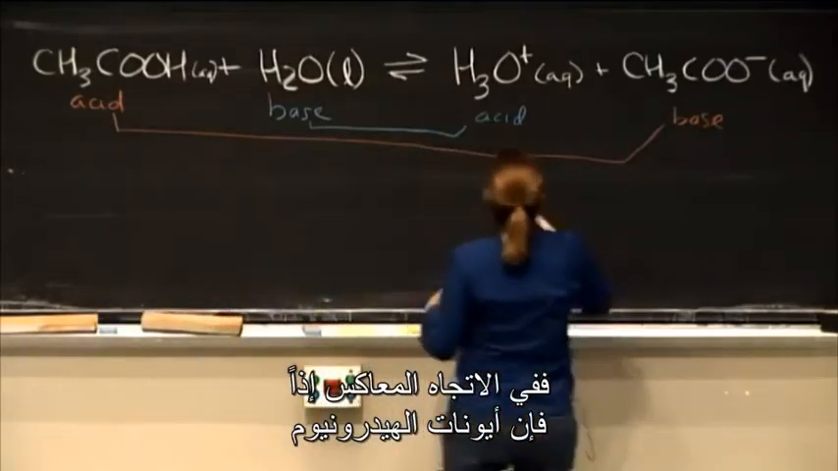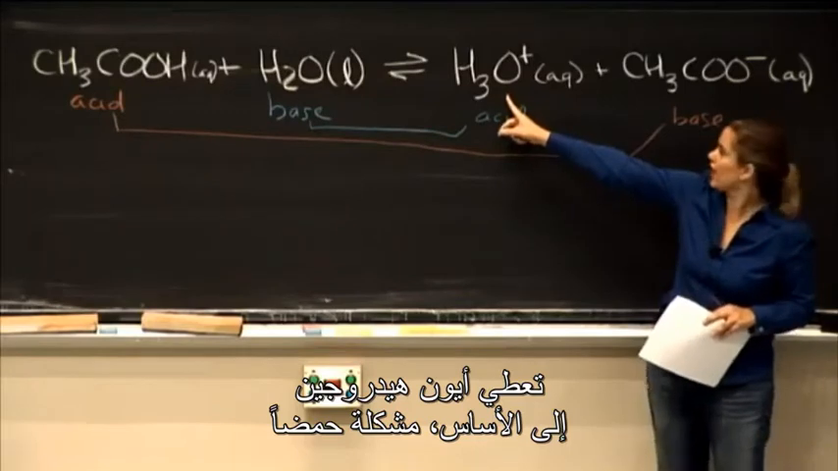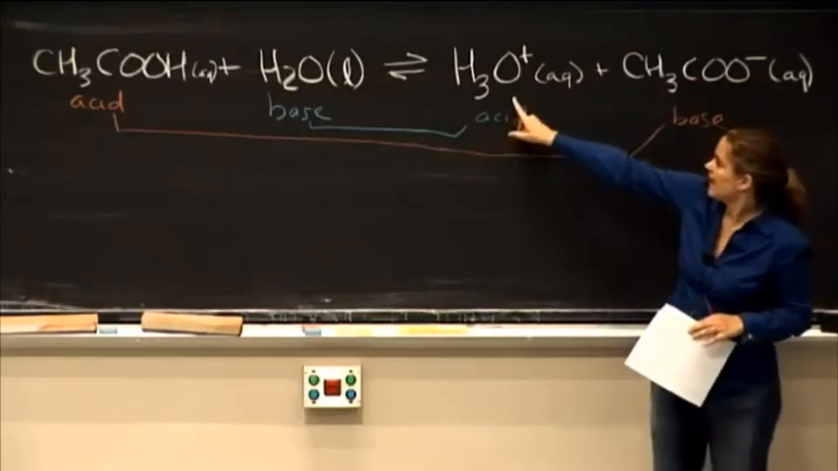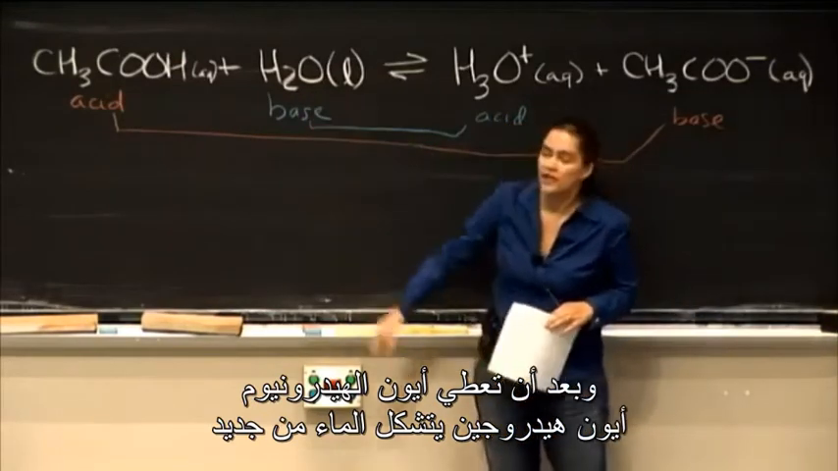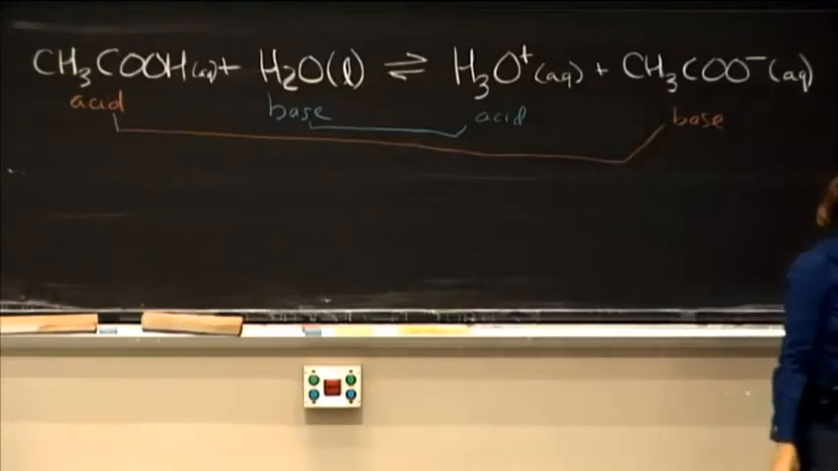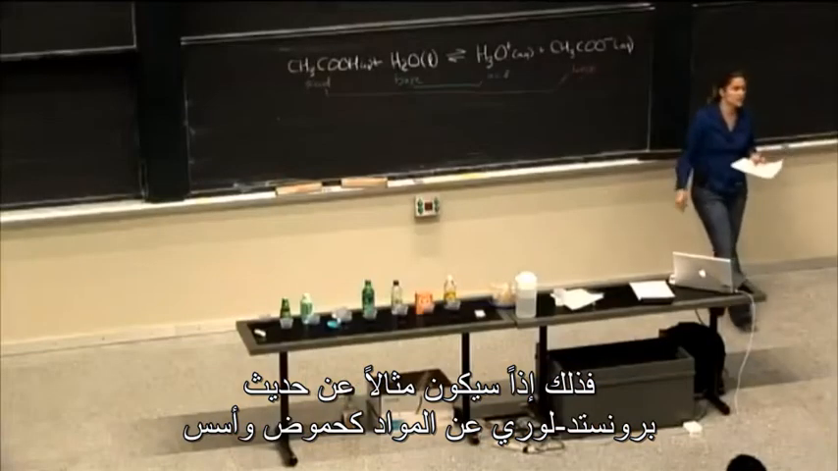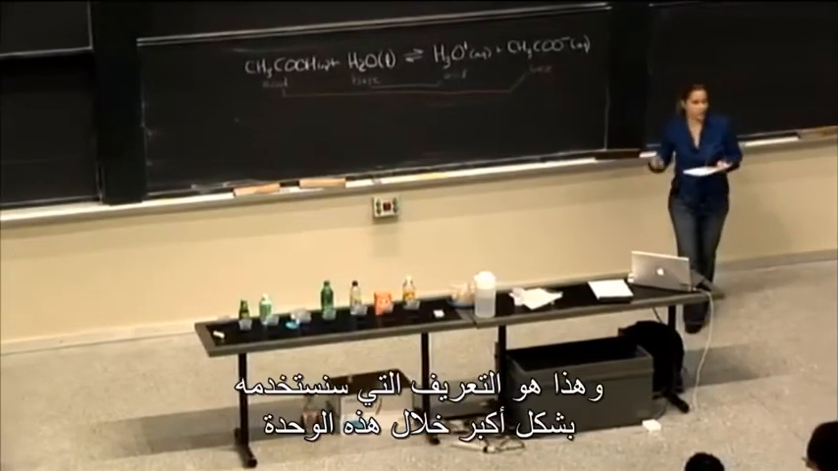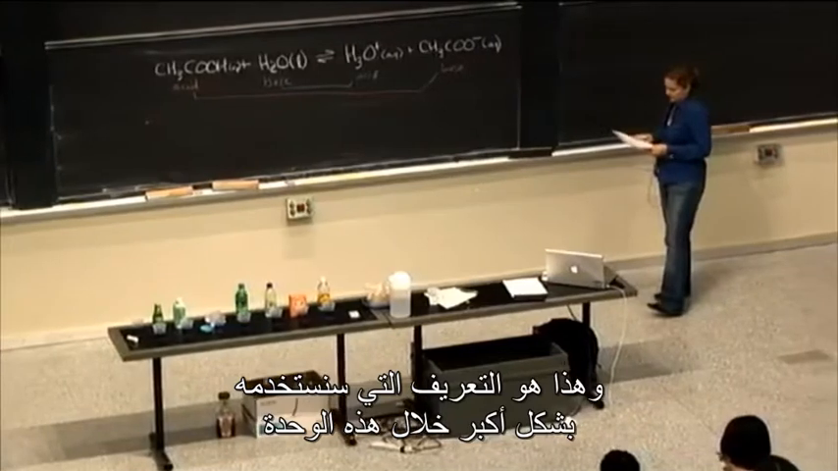So in the reverse direction, hydronium ion is giving off a hydrogen ion to this base, reforming the acid, and after hydronium ion gives off its hydrogen ion, it forms water again. So that would be an example of Bronsted-Lowry talking about substances as acids and bases, whether they accept or donate a hydrogen ion. And this is a definition we're going to be using mostly throughout this unit.